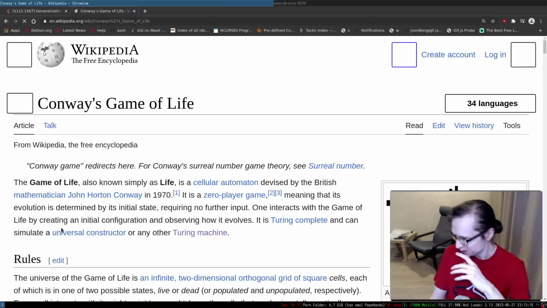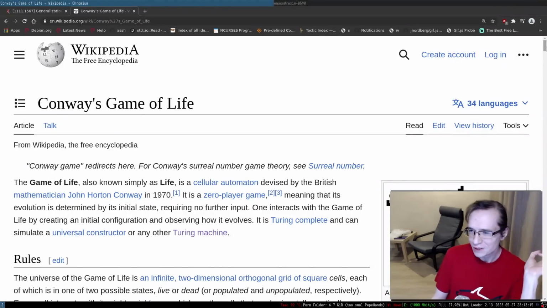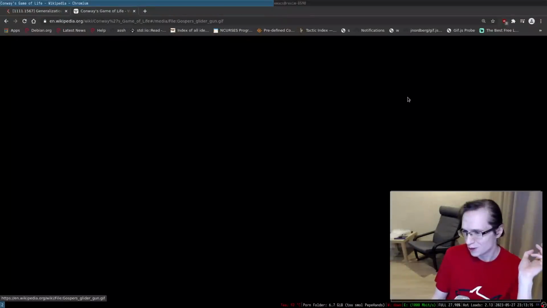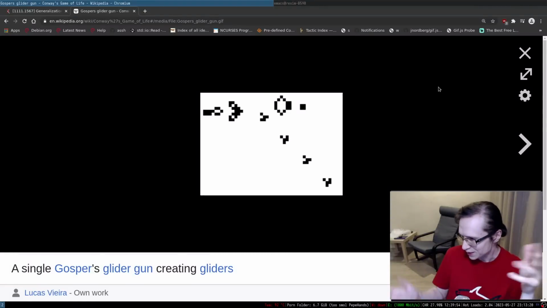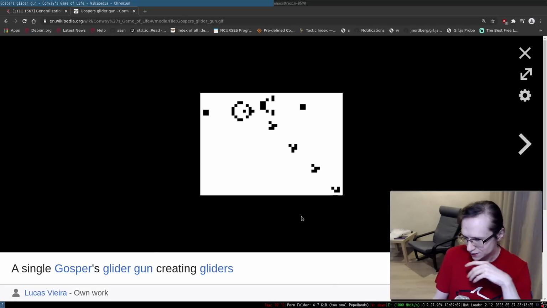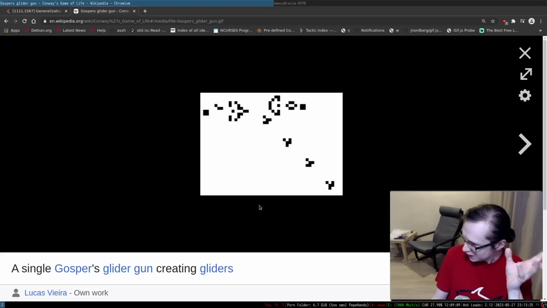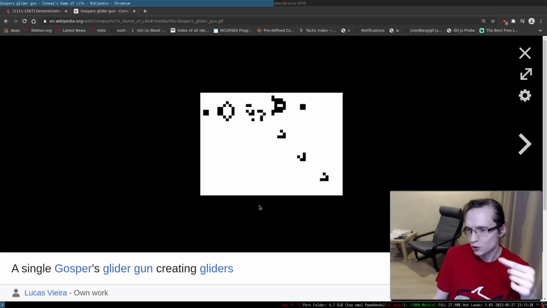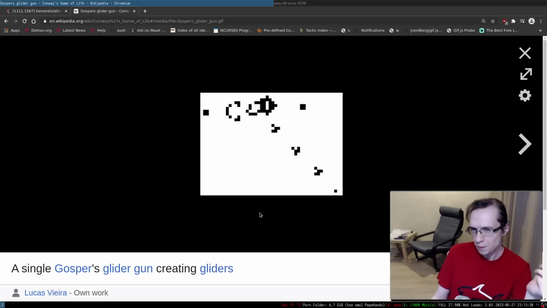Anyway, so Conway's game of life. Right, so you can see a lot of different interesting complexities. So this is basically Conway's game of life. This thing is just shooting gliders, and a glider is probably the most interesting structure that emerges out of Conway's game of life.